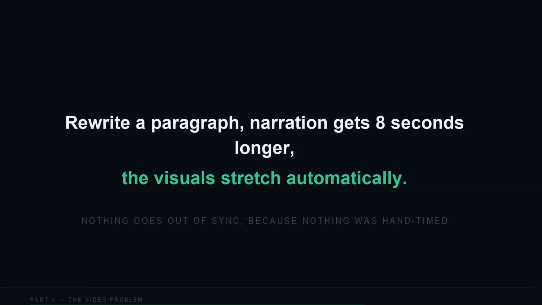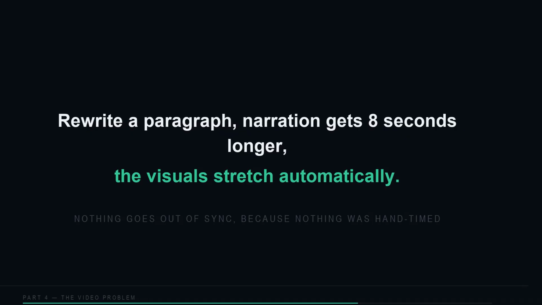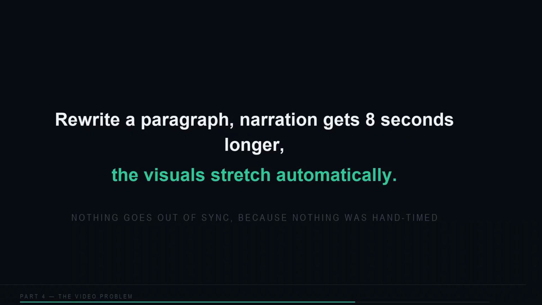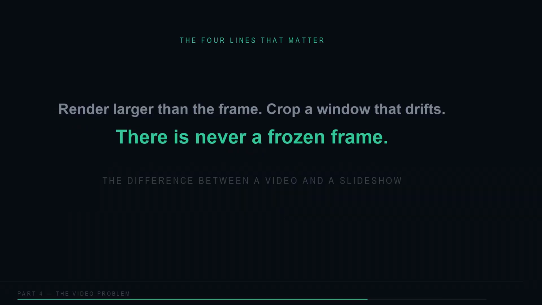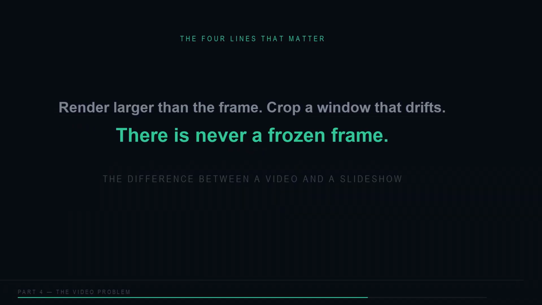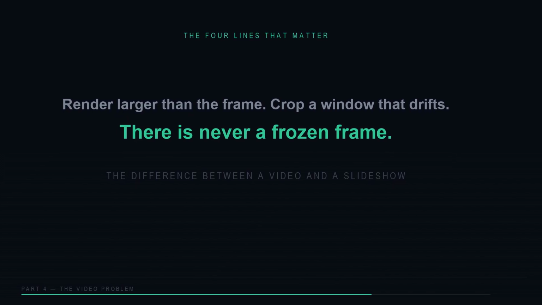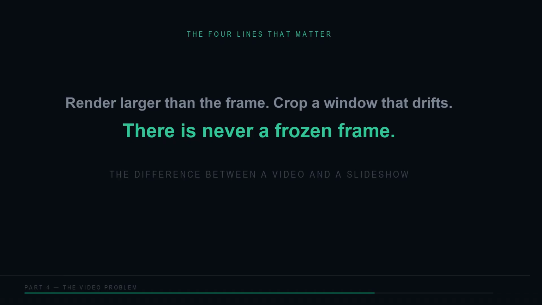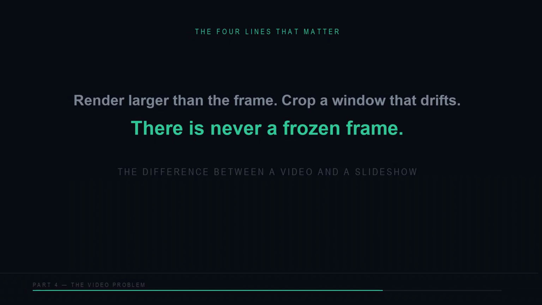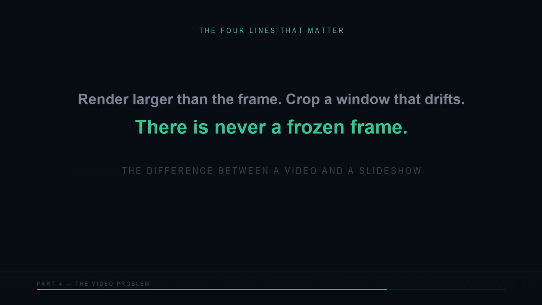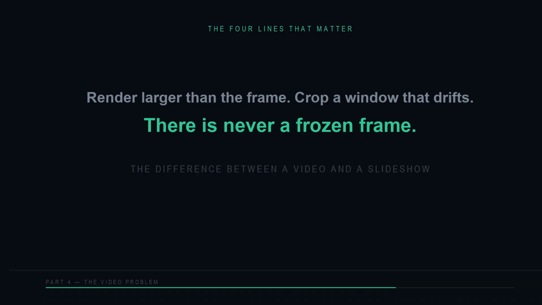Then the cards get rendered as images and assembled into video with FFmpeg, which is free and open source. One detail that matters: I render the images slightly larger than the final frame, and then crop a window that drifts slowly across them for the whole video. It costs nothing to compute, and it means there is never a completely frozen frame. It's the difference between a video and a slideshow, and it's about 4 lines of configuration.